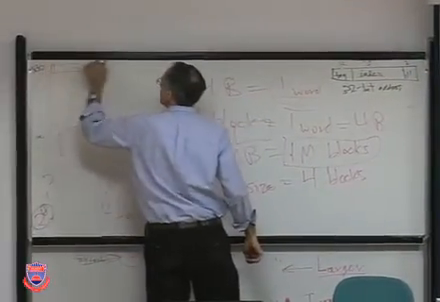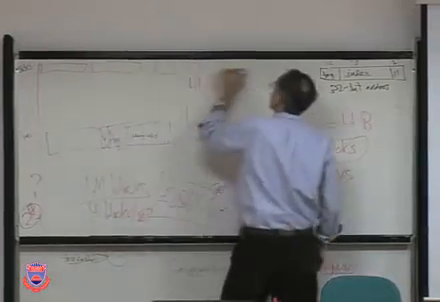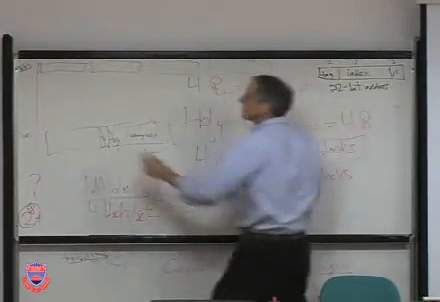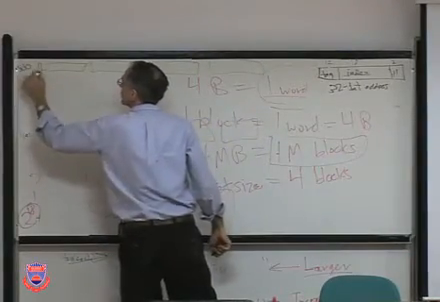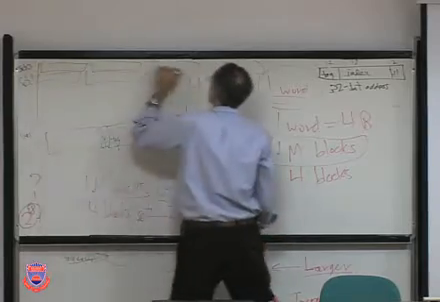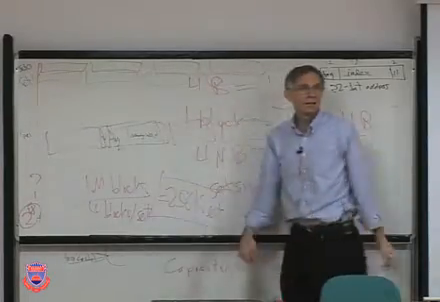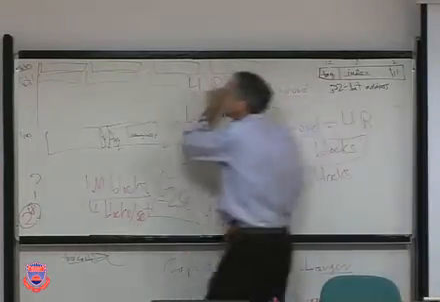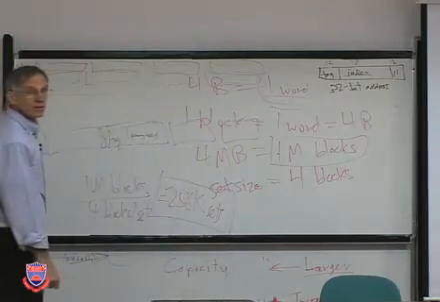Set 0 is the first set. Set 1 is the next set. This cache, if I stop here, is four-way set associative.